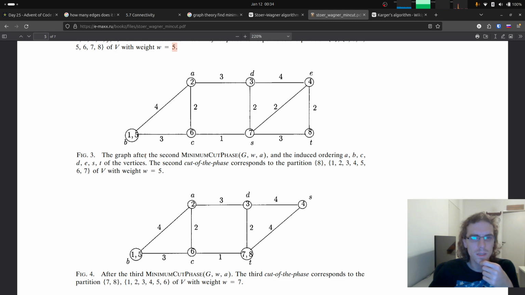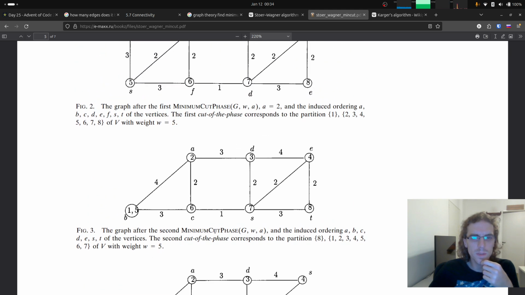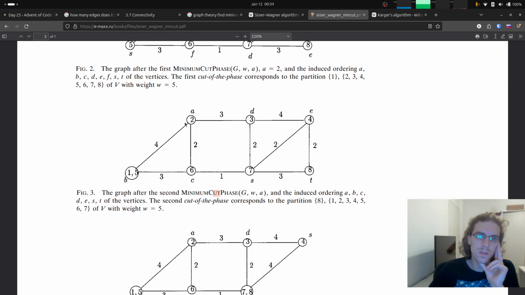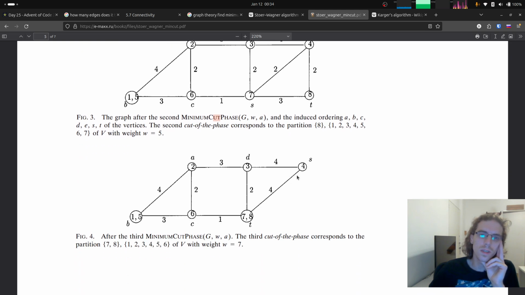Corresponds to the partition. Okay, so the graph after the second minimum cut phase. So we started again with node 2, that's fine. And we went A, B. Okay, so the maximum connected to this was this node now. Great. Then C, makes sense. Then D, okay. E, and then S and T. And now, okay, so what we do is we contract S and T. That's what we do. We contract these things.